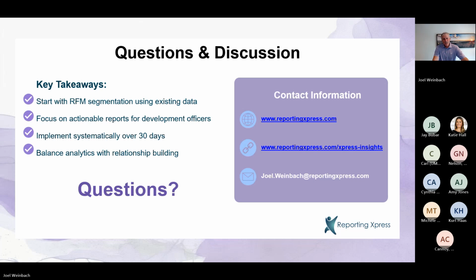You should be able to get this kind of stuff up and running and integrated into your organization within a month or so. And don't let the development officers forget that they need to balance using those analytics with relationship building. That's their most important job, building that personal connection. We've got a minute or two for questions.